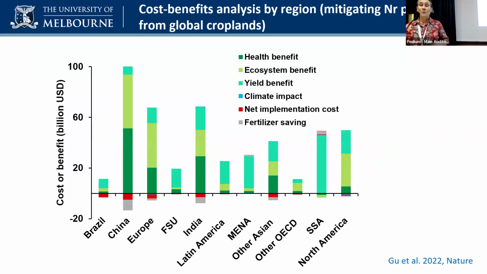There's some work done by Baojing Gu that looked at cost-benefit analysis by region, and this is about mitigating reactive nitrogen pollution. I wanted to show this one because you can see that the positive benefits are above the line, and there are big impacts in these different regions of the world on health benefits, ecosystem services, and some yield benefits as well. This emphasises the fact that these benefits are things we're increasingly considering, and that need to be considered more in policy.